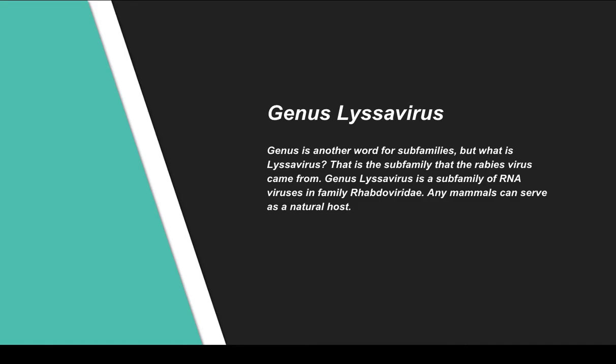Genus Lyssavirus. Genus is another word for subfamilies. But what is Lyssavirus? That is the subfamily that the rabies virus comes from. Genus Lyssavirus is a subfamily of the RNA viruses in the family Rhabdoviridae. I know I can't pronounce that. And mammals can serve as a natural host.